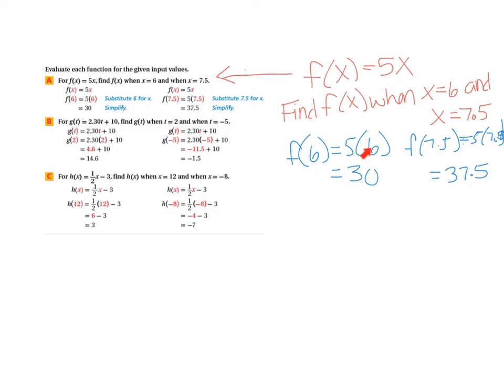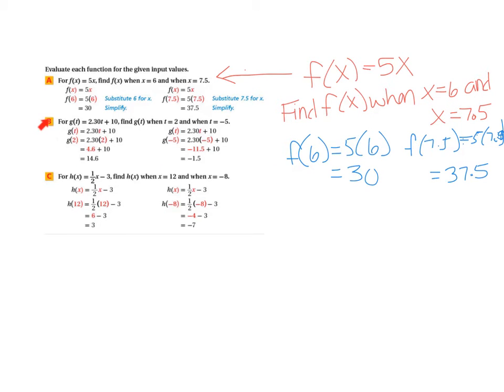When we do that, 5 times 6 is 30. That's our answer. Here, we're inputting 7.5. f of x, x is 7.5, so we plug that in. 5 times 7.5 is what we calculate, and we get 37.5. So it's like two problems in one.